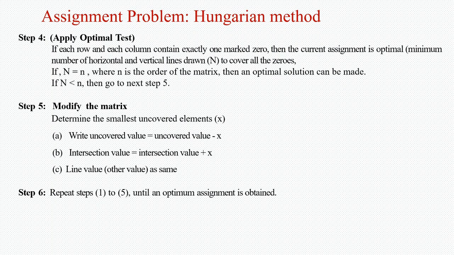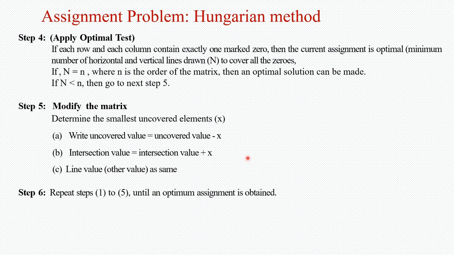Let n be the minimum number of horizontal and vertical lines drawn to cover all the zeros. A. If n is equal to N, where N is the order of the matrix, then an optimal solution can be made. B. If n is less than N, then go to the next step.